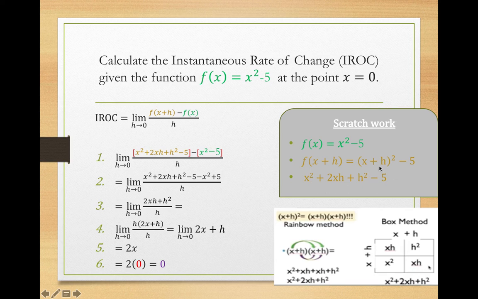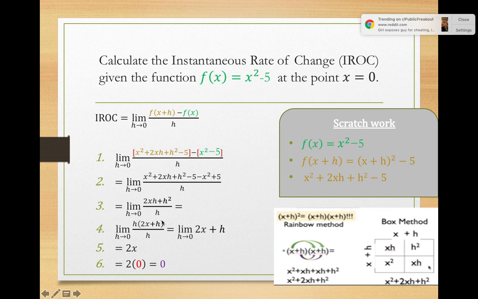All right, so once we had that simplified, I substituted what f of x plus h is in right here. This is where that comes from, this side work. The next thing I did, from step 1 to step 2 in my steps, is distribute the minus sign. So it's minus x squared, and then negative times negative is a positive, so it's plus 5. The next thing you're going to do is add like terms. Minus 5 plus 5 goes away, and x squared minus x squared goes away. What you're left with is 2xh plus h squared all over h.